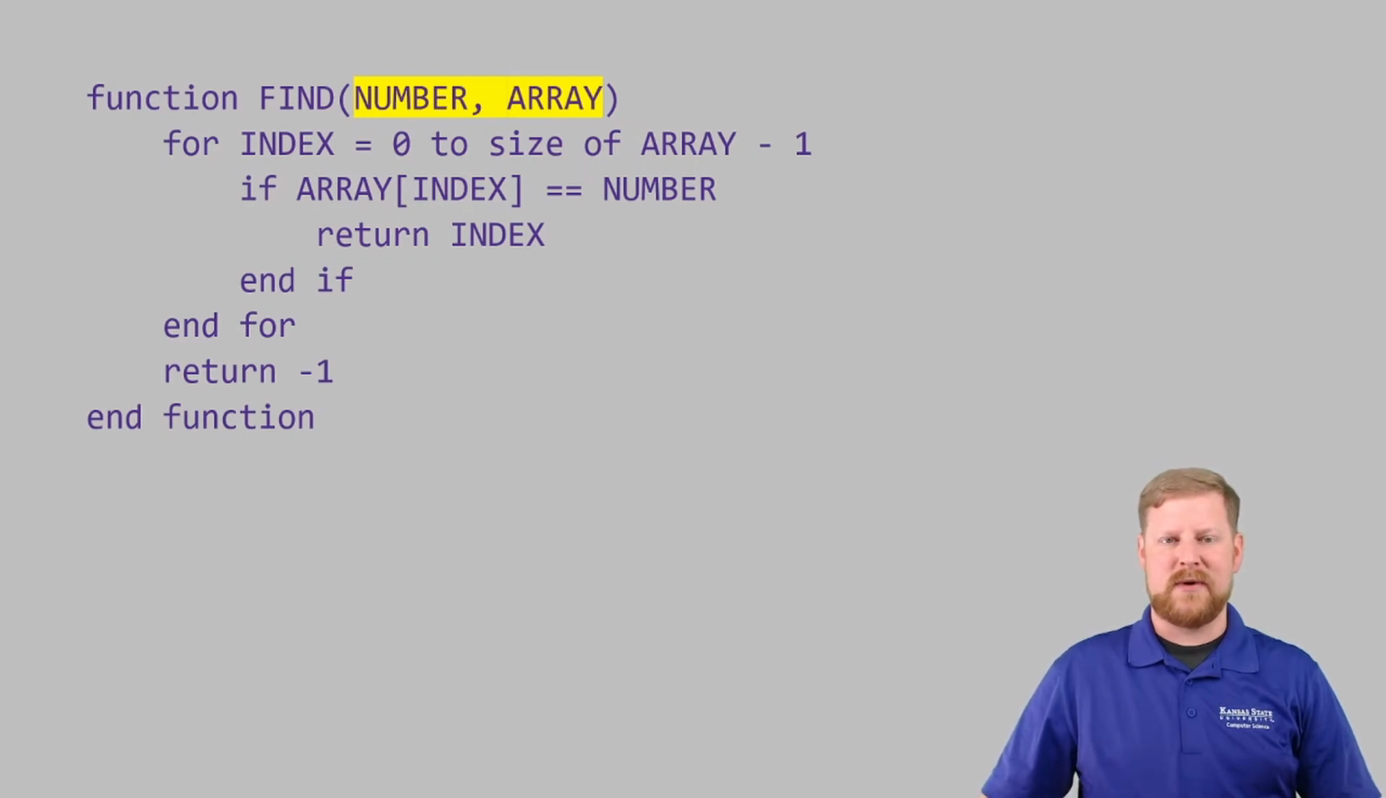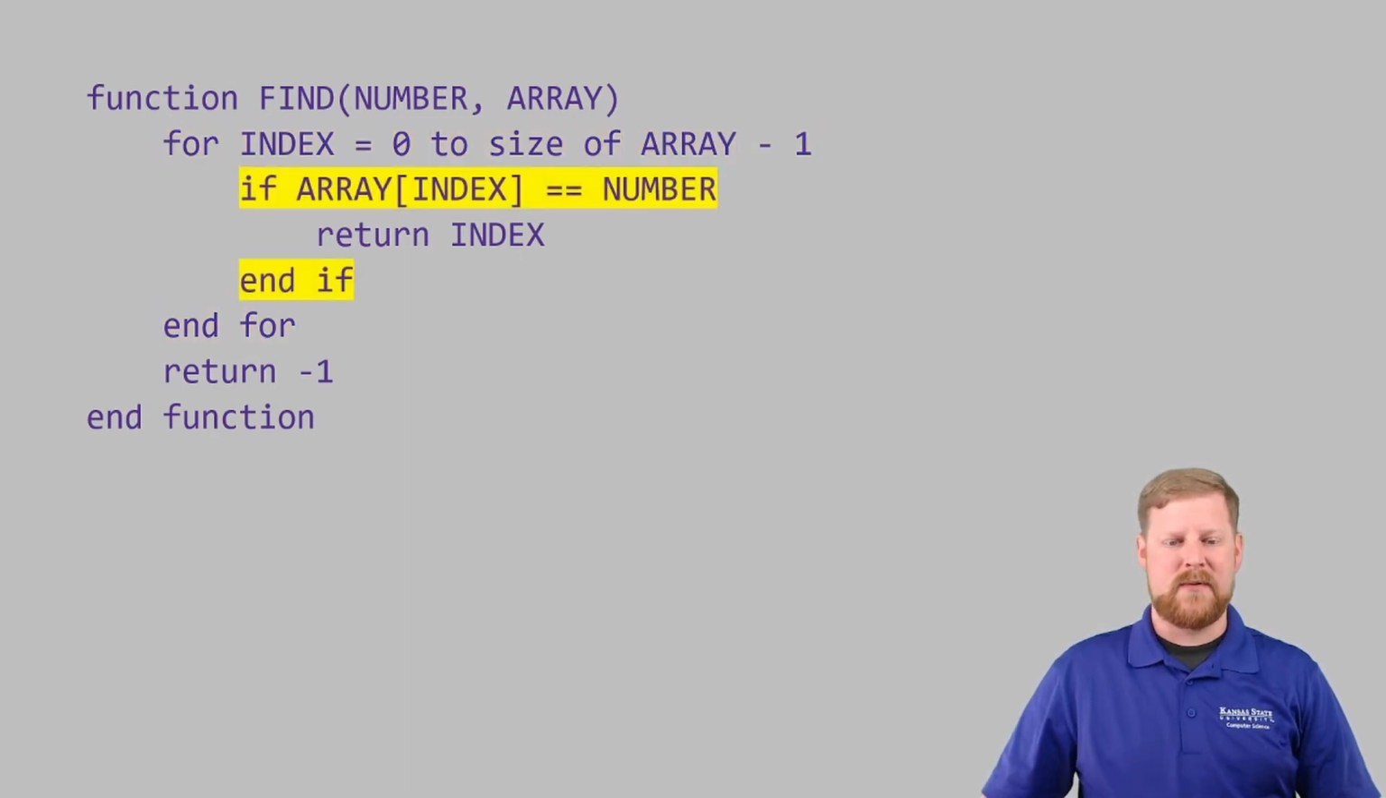Encoding this process is relatively straightforward. First, we define the function find with the two input parameters, the number of interest and the array to search. Next, we'll set up the main loop in the algorithm, where we initialize and increment the array index. Notice that our array goes from 0 to the size of the array minus 1. Since arrays are indexed starting from 0, we must make sure we subtract 1 from the size of the array to make sure we don't get an error.